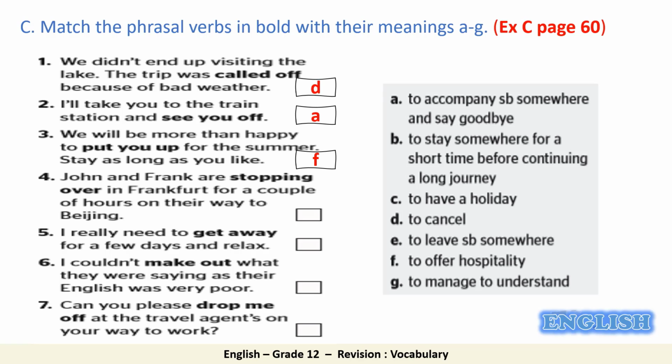Next, John and Frank are stopping over in Frankfurt for a couple of hours on their way to Beijing. To stop over means to pay a short visit for a short period of time, which is B, excellent, to stay somewhere for a short time before continuing a long journey.